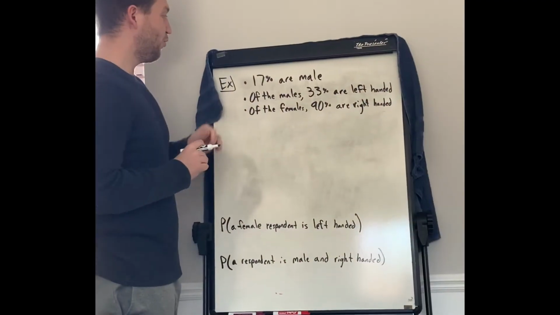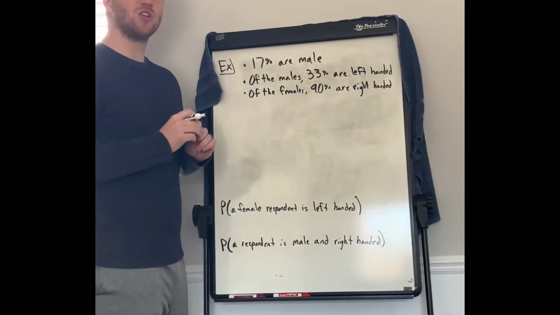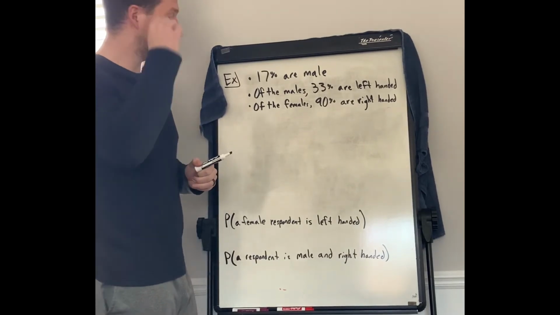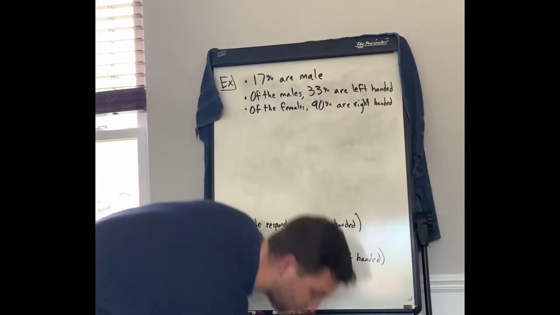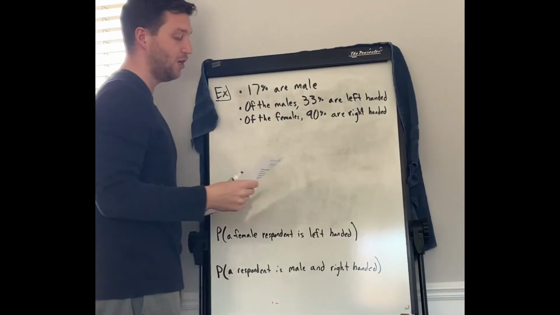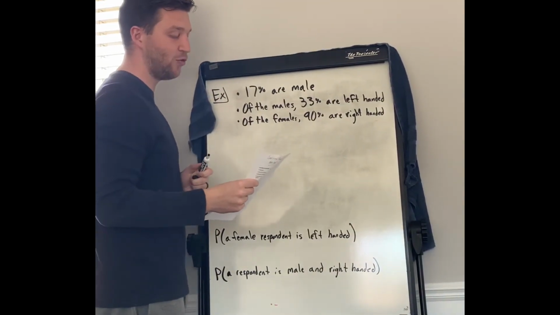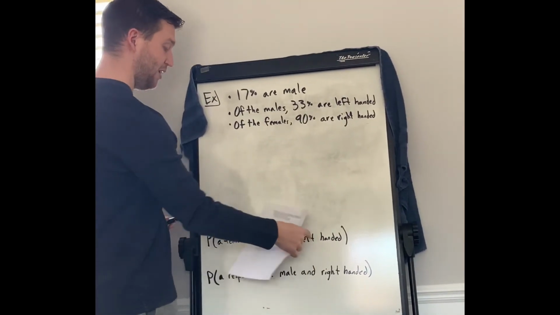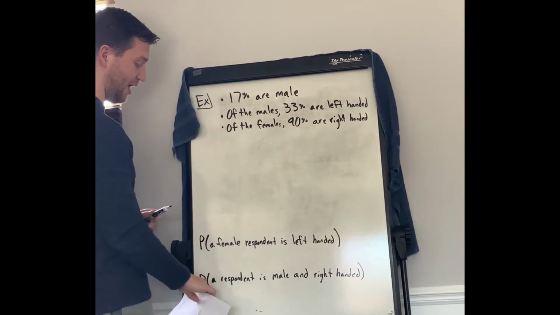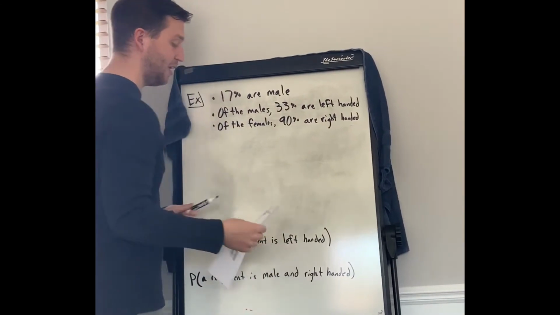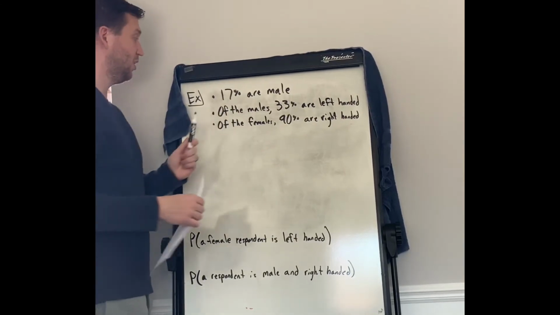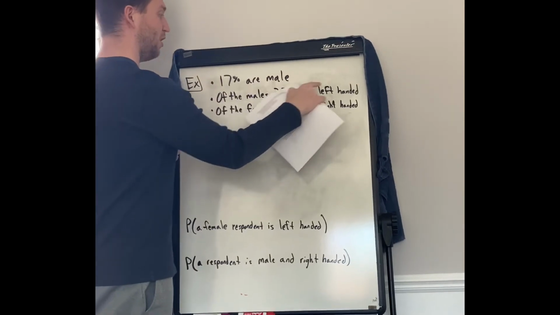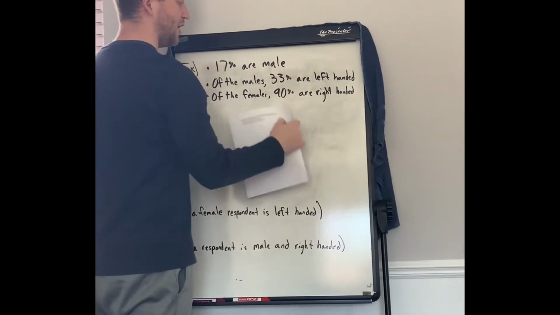For our last 2 examples, we're going to look at what's called a tree diagram to help us solve these problems. There's going to be some multiplying involved as well. I'm going to read off my note sheet. The question says, make a tree diagram based on the survey results below. Then find the probability of a female respondent that is left-handed, and find the probability that a respondent is male and right-handed. This is all the information they give us. It says that 17% are male, of the males, 33% are left-handed, and of the females, 90% are right-handed.